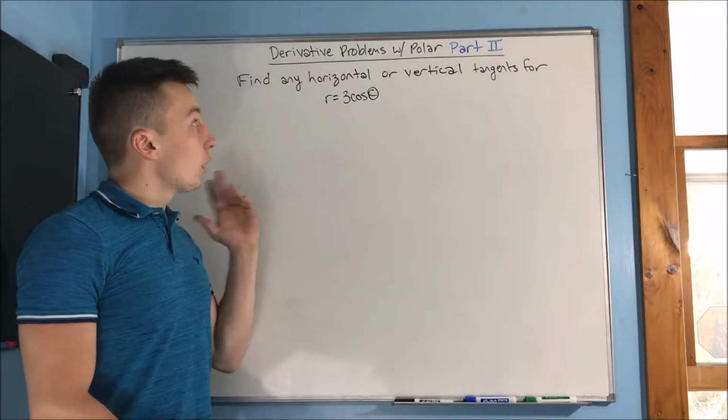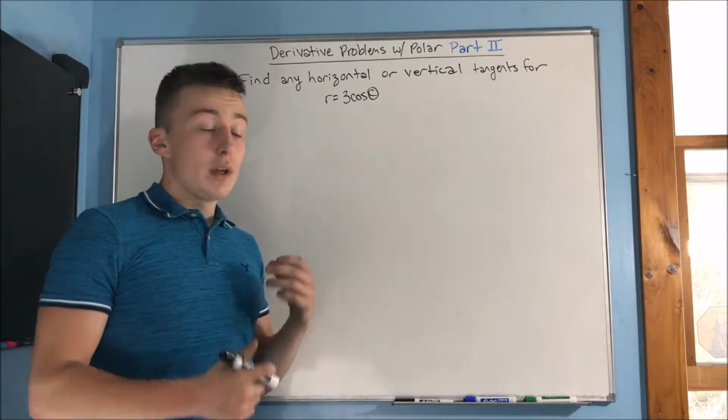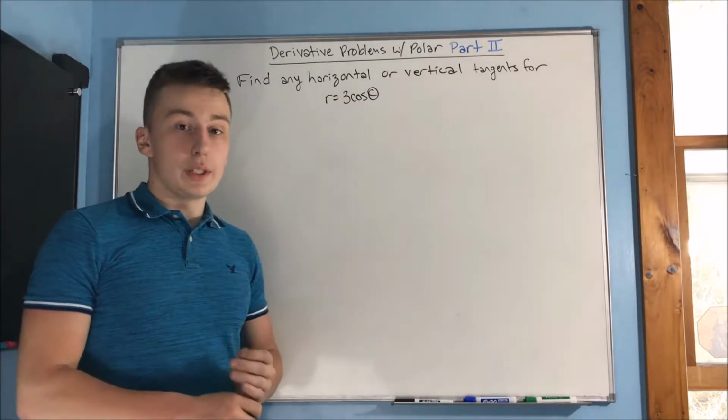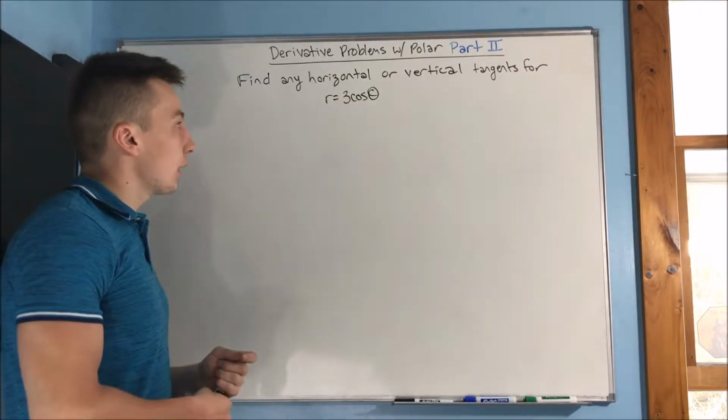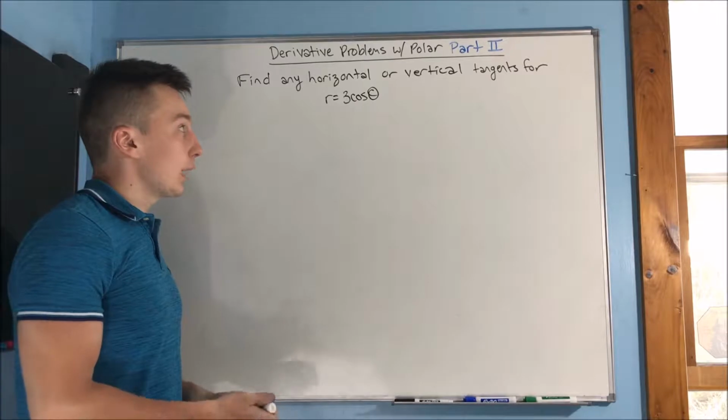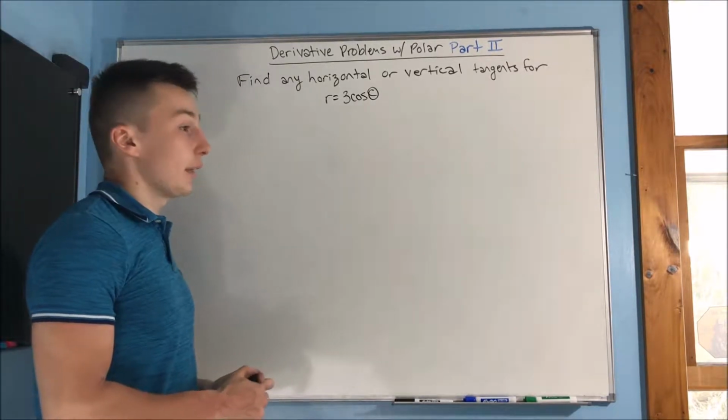Alright, so in this video, we're going to be going over some more problems with derivatives with polar equations, okay? So we have our first problem up on the board here. Find any horizontal or vertical tangents for r equals 3 cosine theta.